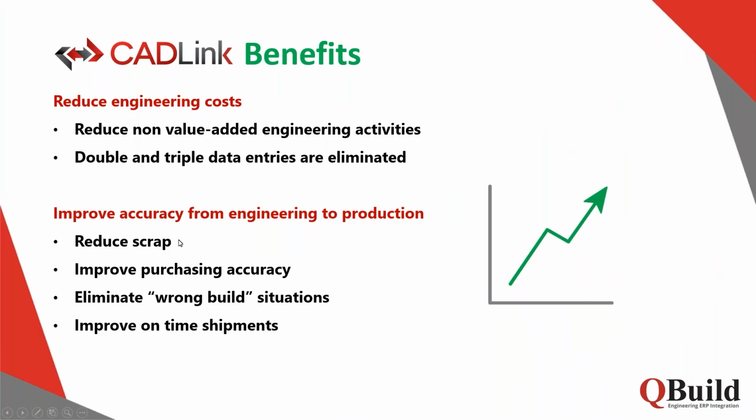So from going from a direct link between the two softwares versus something that you're having someone manually type in, you're reducing scrap, improving purchasing accuracy, and just eliminating those wrong builds and shop floor confusion moments when you've got something on the job that's not meant to be there. Maybe it was entered in wrong. CADLink's going to remove that.